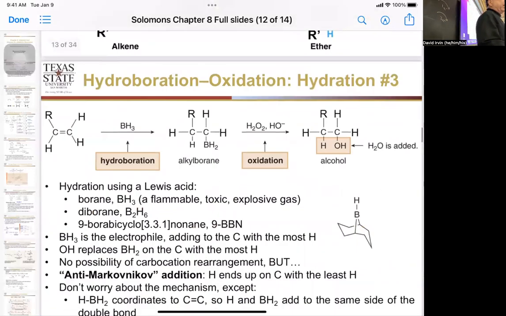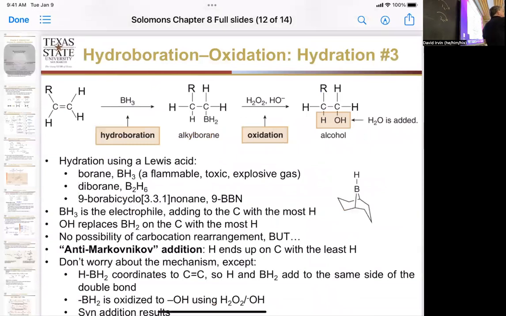All right, the next one is also selective. This is called the hydroboration oxidation reaction. So in this case, the boron adds to the least substituted side. But wait, Markovnikov says that the hydrogen goes to the more substituted side.